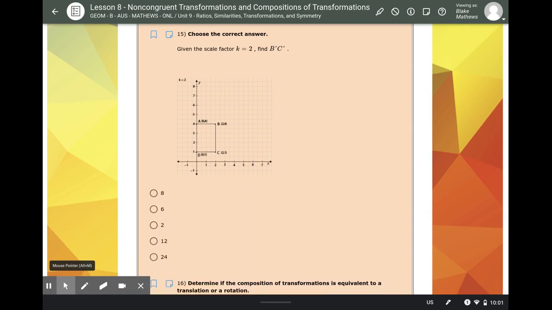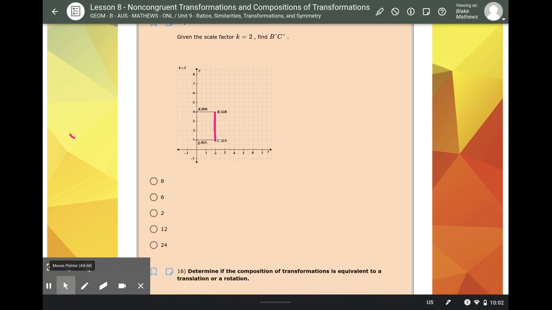Number 15, we have scale factor is 2, find BC. Okay, so you need to find how long is BC now. You can just count the points. You find that length, and again, multiply the scale factor times the pre-image to find the length of the image. So once you find that pink length, multiply it times the scale factor.